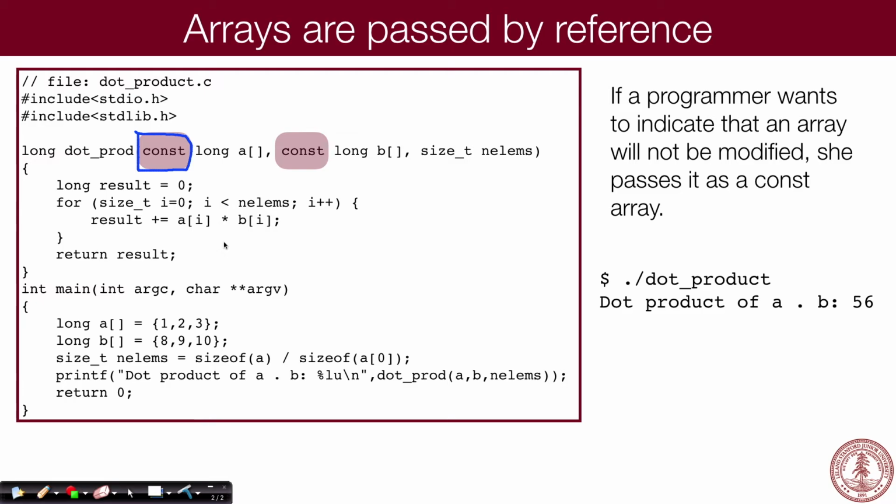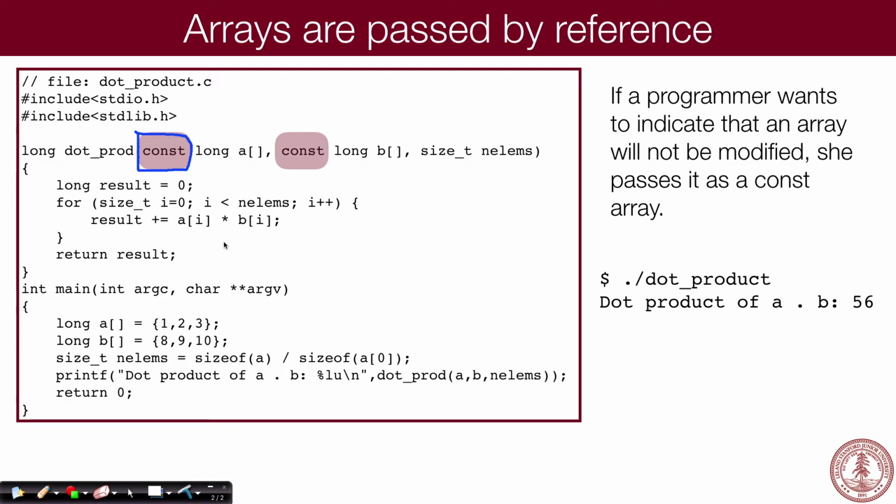We saw that with the string functions last week. We saw lots of those string functions. You pass in the source as being const. Why? Because that tells you that my string is not going to get modified in any way. Question in the back there? Yeah, it's still passed by reference. It's just the address of the array. Yep, exactly.